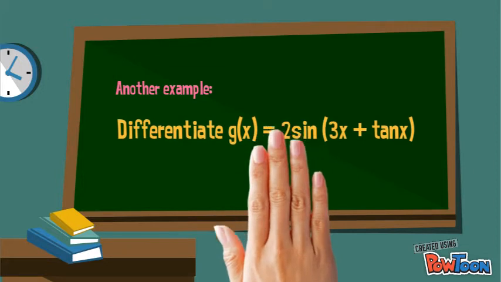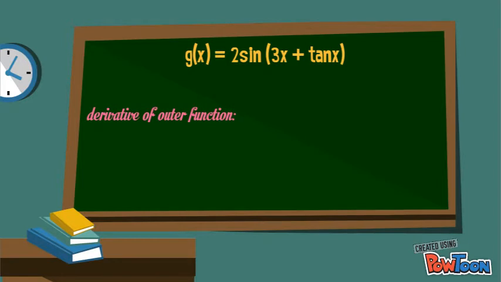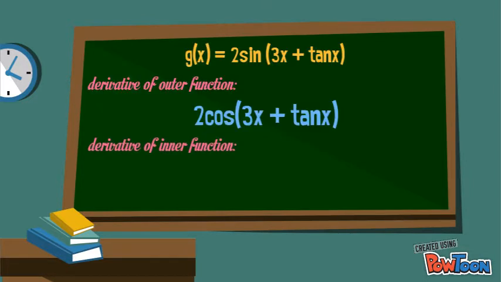For another example, differentiate g(x) is equal to 2 sin(3x + tan x). Apply the power rule to obtain the derivative of the outer function 2 sine evaluated at the inner function 3x + tan x. Find the derivative of the inner function by applying the power rule. Recall that the derivative of tan x is secant squared x. Then, apply the sum rule. Multiply the derivative of the inner function to the derivative of the outer function.